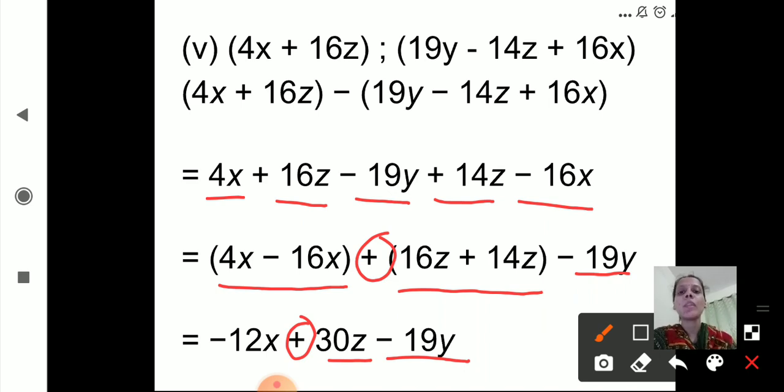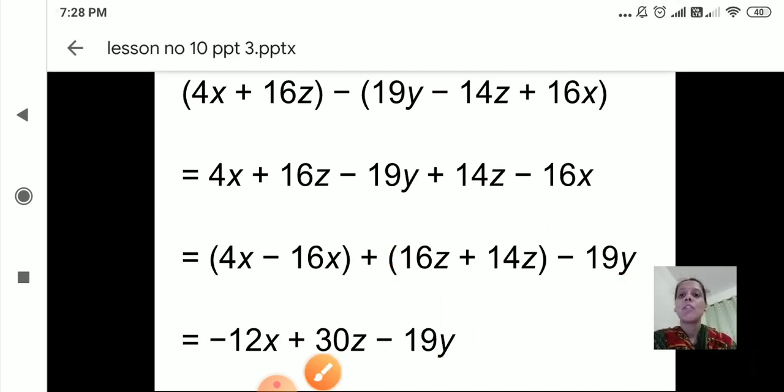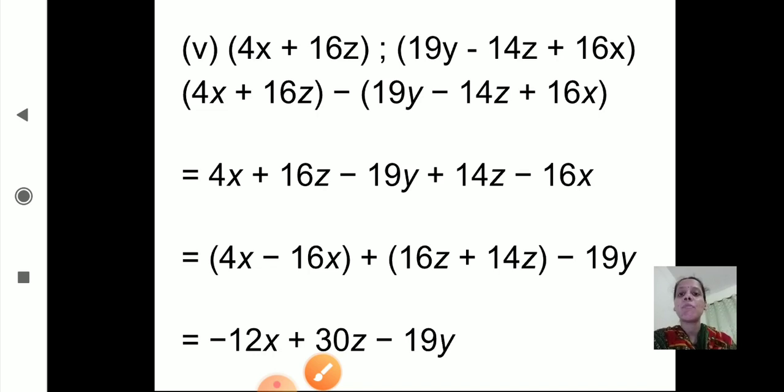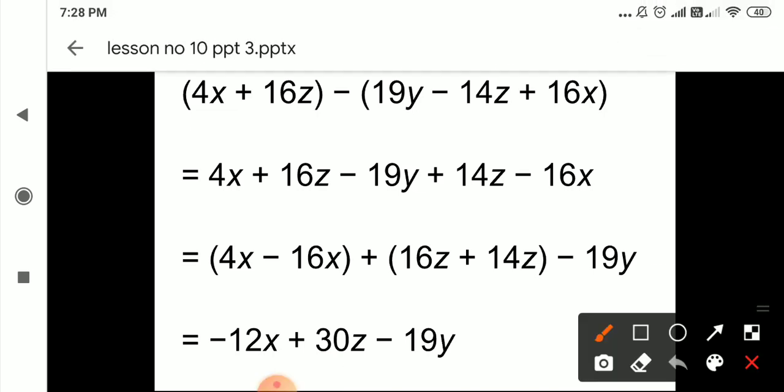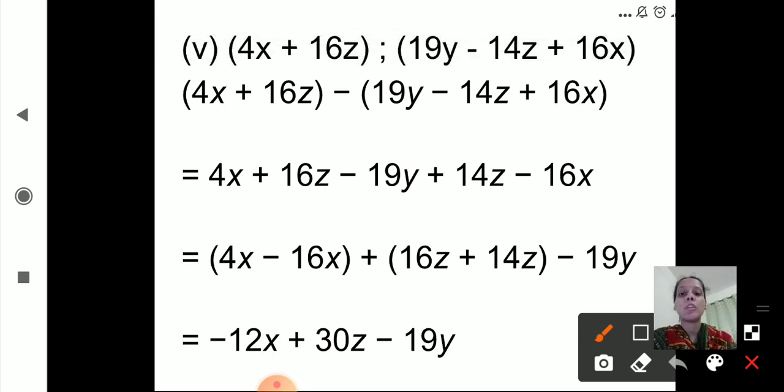Okay, hope we are clear with this sum. Once again we will revise. In the first step we have written both the algebraic expressions as they are, with a minus sign in between. Now in the second step we will remove the bracket, and while removing it, the first algebraic expression we will write down as it is, but for the second algebraic expression the signs inside the bracket will change. Why will it change? Because outside the bracket there is a minus sign. So minus minus becomes plus, and minus plus is minus.